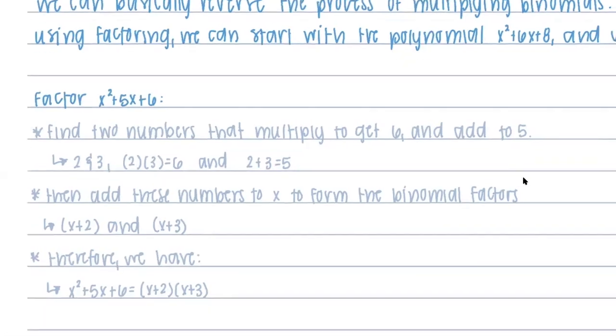Then you're going to add these numbers to x to form the binomial factors. So we have 2 and 3, so we're going to have x plus 2 and x plus 3. And that's basically it. So x squared plus 5x plus 6 can be factored into x plus 2 times x plus 3. Any questions? Nope.